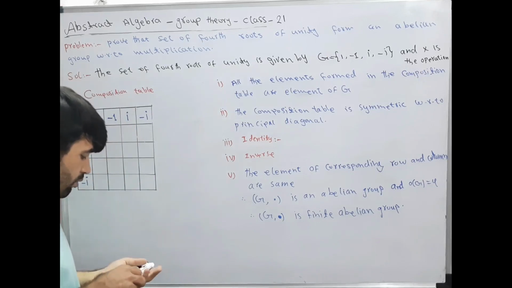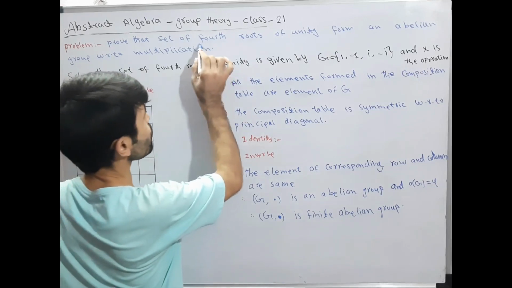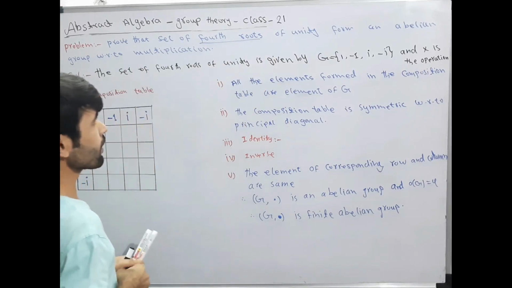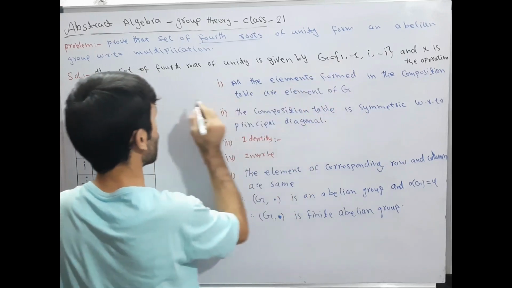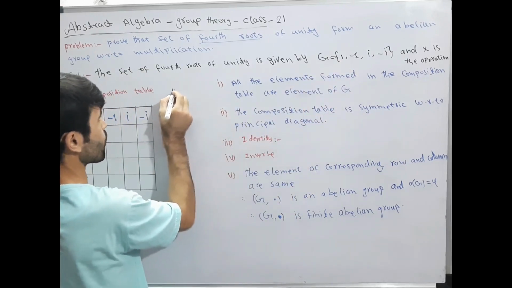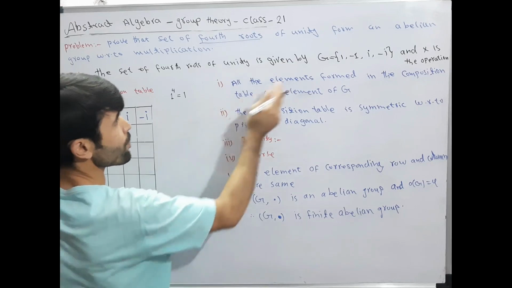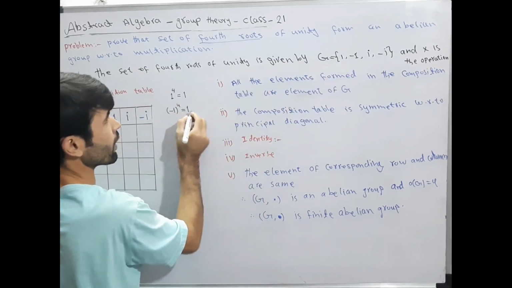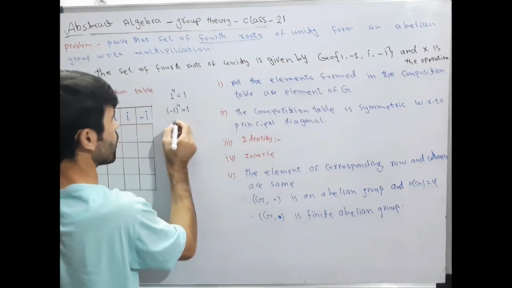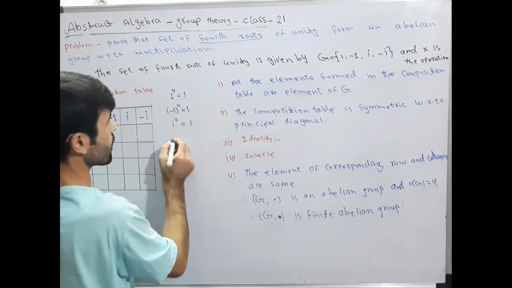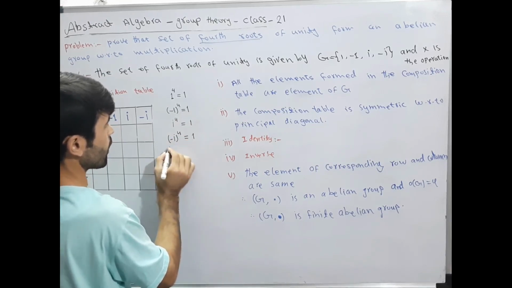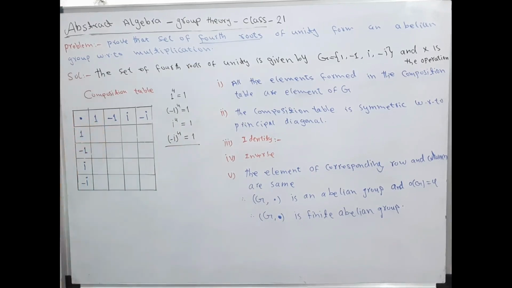We say four roots of unity because we know that 1 to the power 4 equals 1, (-1) to the power 4 equals 1, i to the power 4 equals 1, (-i) to the power 4 equals 1. Because of this reason, we say fourth roots of unity.